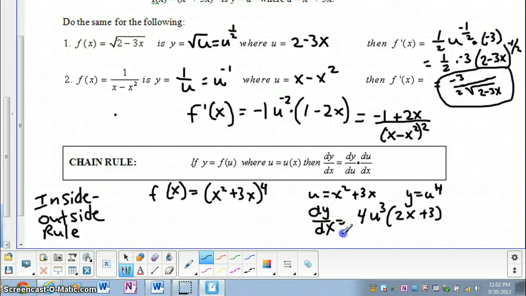And then we go ahead and multiply our 4 times our 2x plus 3 and plug back in what our u is. So we'd have 8x plus 12 times our x squared plus 3x to the 3rd power.